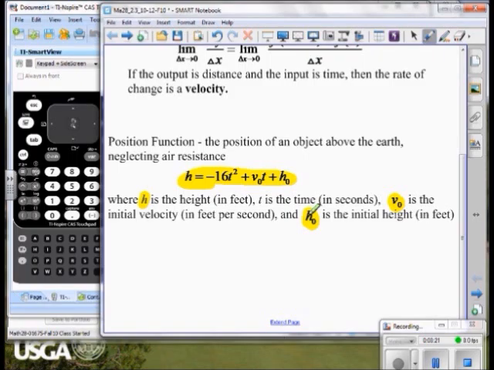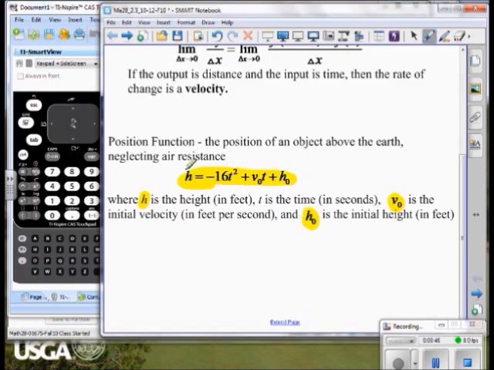If, however, I'm standing on top of a 100-foot building and I throw something in the air, the height of the vertex will be a little different than if it's on the ground with the same initial velocity. So h sub 0 is how far it started above the ground, because again the output here is height above the ground.